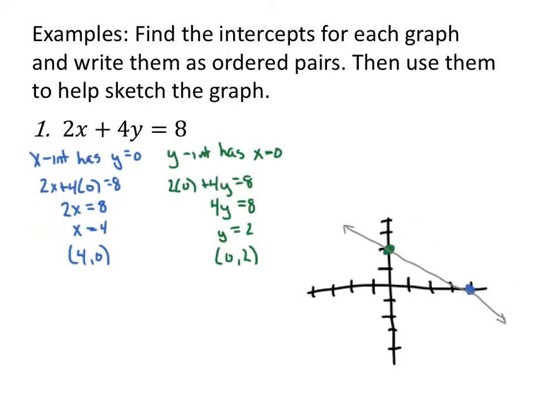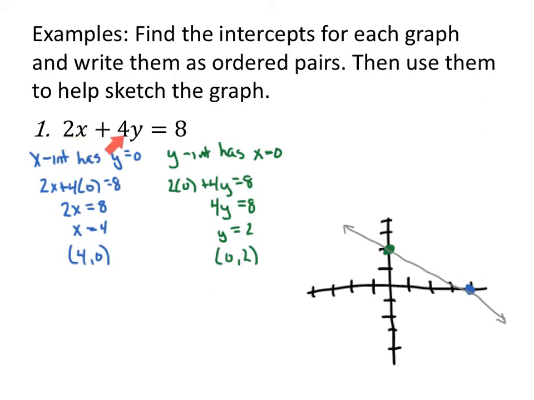So let's find some intercepts for each graph, write them as ordered pairs. Then we're going to use those to help us sketch the graph. We call this the intercept method. Sometimes I'll call it Tuesday's cover-up method, and I'll try to show you how with my pointer here, but we'll see.